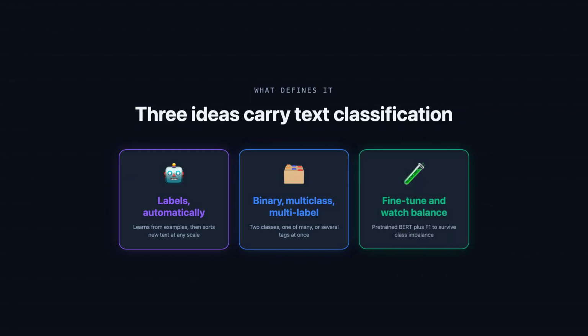Modern systems lean on BERT and watch imbalance. A pre-trained transformer brings real language understanding and needs far less labeled data, while class imbalance, where one label swamps the rest, stays a constant threat that metrics like F1 and careful sampling keep honest.